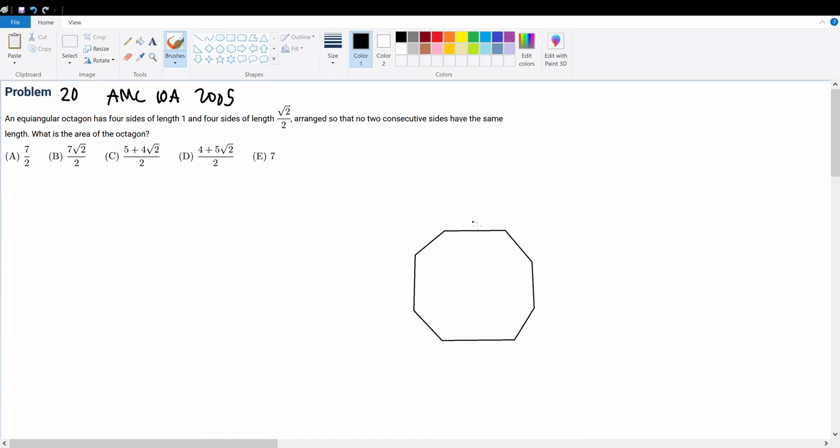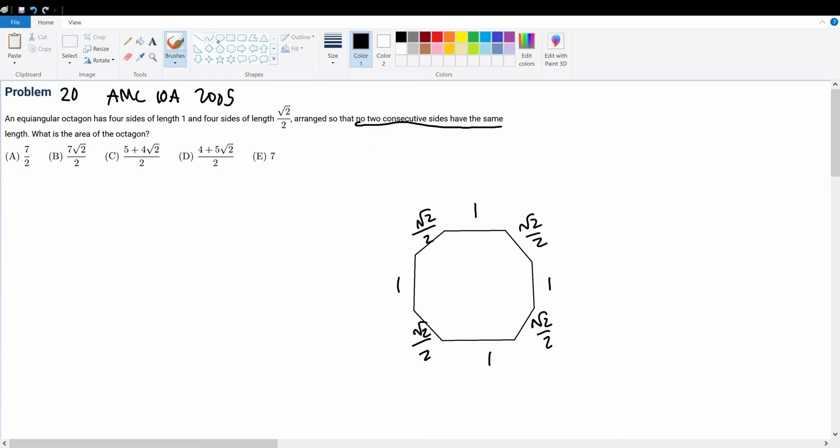So, first of all, I've drawn the shape right here representing the octagon. And we're told that no two consecutive sides have the same length. So, we can put 1 on four sides and root 2 over 2 on the other four sides. Now, you can switch the positions of root 2 over 2 and 1, but that won't change the question or our understanding.